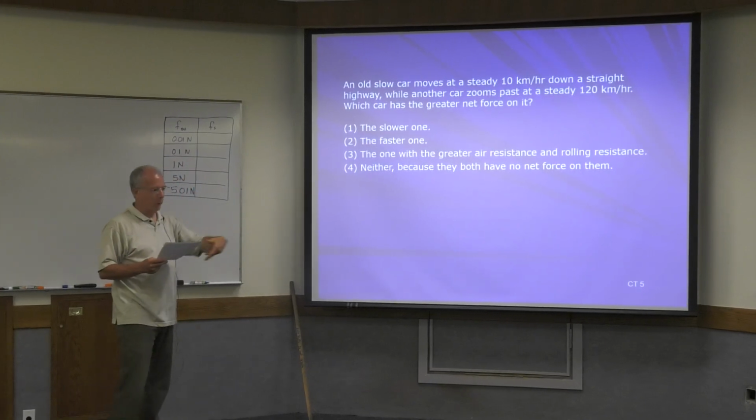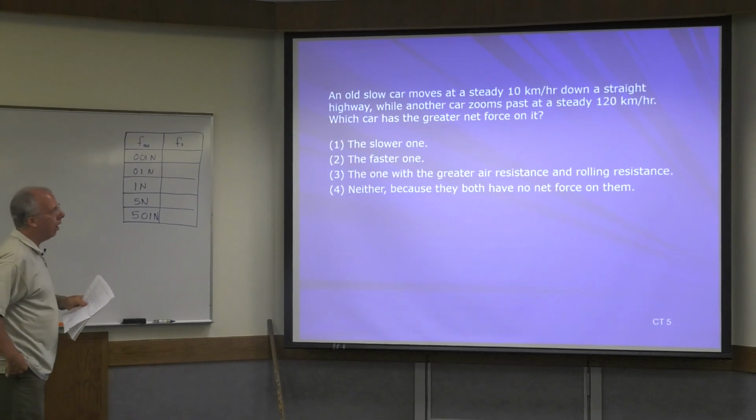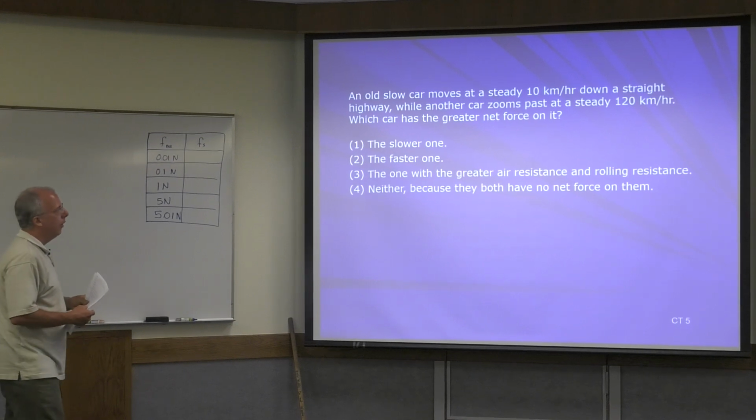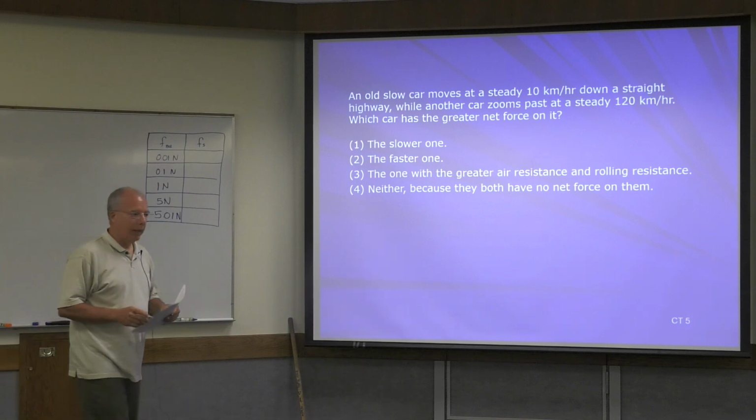Let's go over some questions. An old, slow car moves at a steady 10 kilometers per hour on a straight highway, while another car zooms past at a steady 120 kilometers per hour. Which car has the greater net force on it? Right, let me give you a hint first.